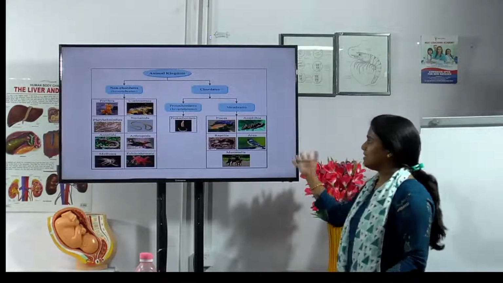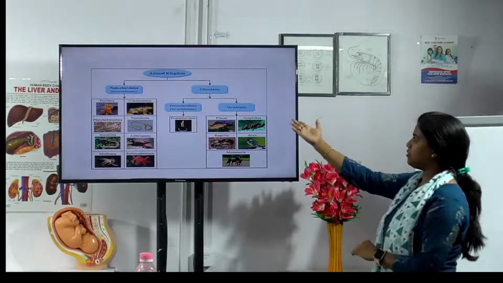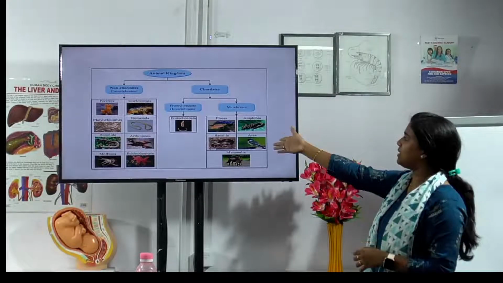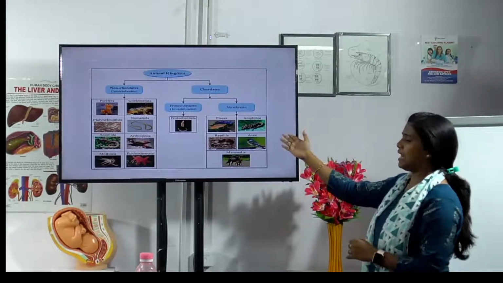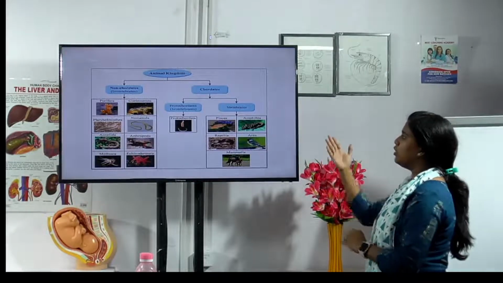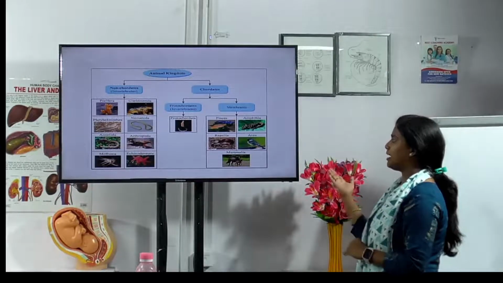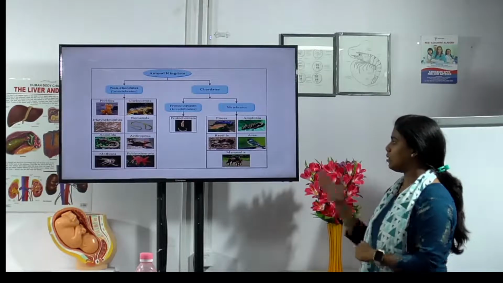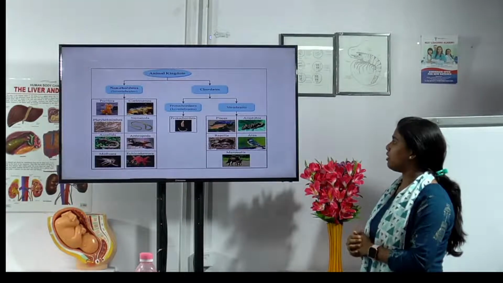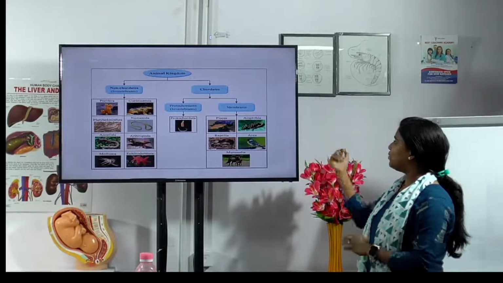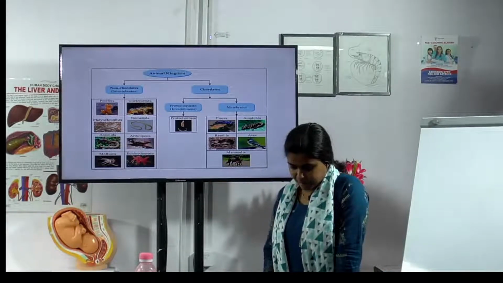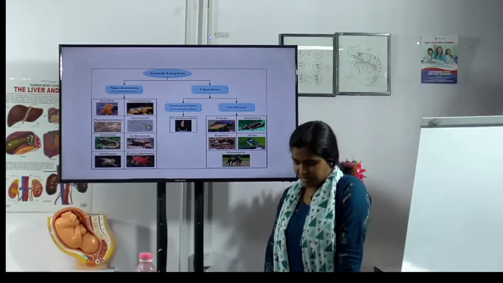Now let us see the two groups, non-chordates and chordates. Chordates have the backbone, but non-chordates don't. They are otherwise called invertebrates, which include Porifera, Coelenterata, Platyhelminthes, Nematoda, Annelida, Arthropoda, Mollusca and Echinodermata. Whereas chordates include Protochordata and vertebrates, with a backbone, for example pisces, amphibia, reptiles, aves and mammalia.